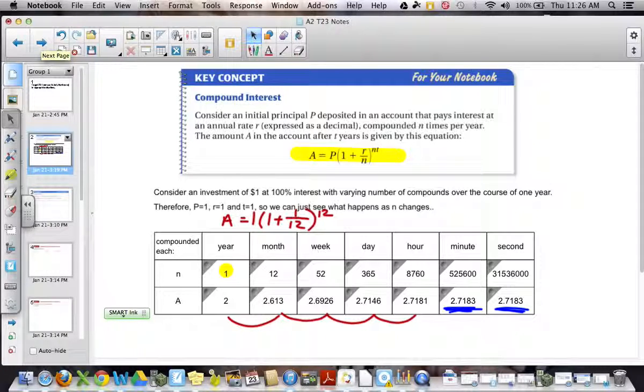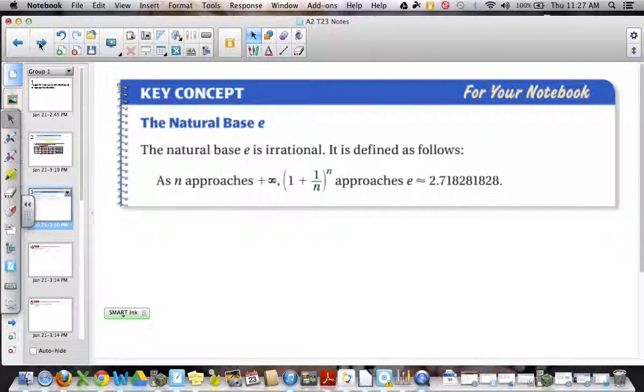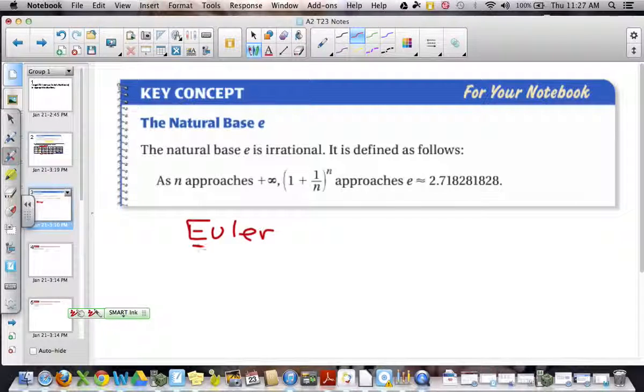We see this pattern in several different places, including this one, and the first person who recognized that this number was being approached in several different situations was a man named Leonhard Euler. He termed this the natural base. It was named the letter e because Euler is spelled E-U-L-E-R, so the e is just the first letter of his last name.